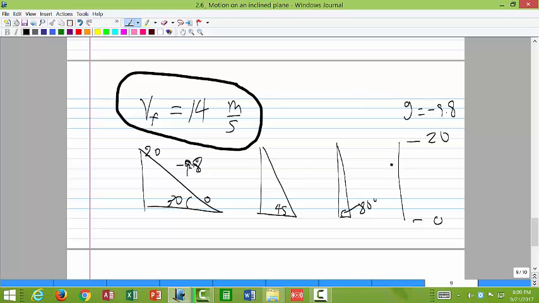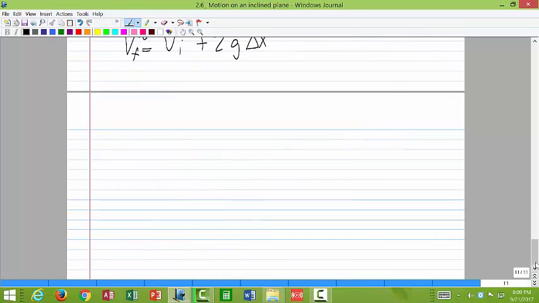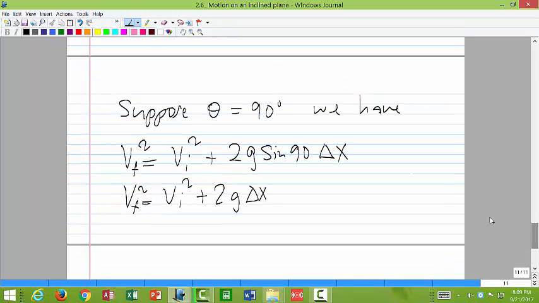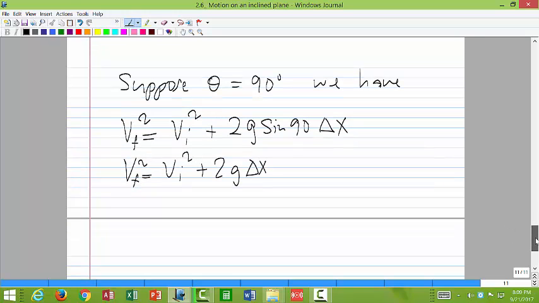So you can see that when the ramp reaches an angle of 90 degrees, then sine 90 is 1, and so the acceleration is g, negative 9.8, so the object is now in free fall. Okay. So let's look at this next ramp. I just mentioned that suppose theta is 90 degrees, we have V final squared equals V initial squared plus 2g sine 90 delta x, which then replaces our g sine 90 with g, since sine 90 is 1. So we just have an object in free fall, since the acceleration a is just equal to the acceleration of gravity. So this is the end of our motion on an inclined plane.